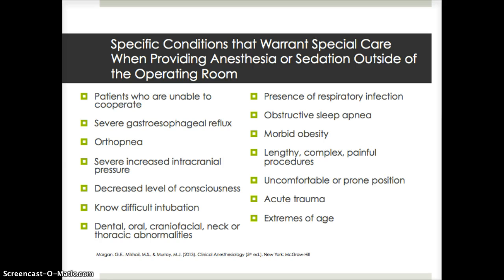Here is a list of specific conditions that warrant special care when providing anesthesia or sedation outside of the operating room. Patients who are unable to cooperate, such as those with intellectual disability, severe gastroesophageal reflux, or medical conditions predisposing patients to reflux, such as gastroparesis secondary to diabetes mellitus, orthopnea, severe increased intracranial pressure, decreased level of consciousness, which depresses their protective airway reflexes, known difficult intubation, dental, oral, craniofacial, neck, or thoracic abnormalities, which would compromise the airway, presence of respiratory infection or unexplained fever, other comorbidities such as obstructive sleep apnea and morbid obesity, procedures which are lengthy, complex, and painful, as well as those that put patients in uncomfortable or prone position, which can limit access to the airway, can also be problematic.